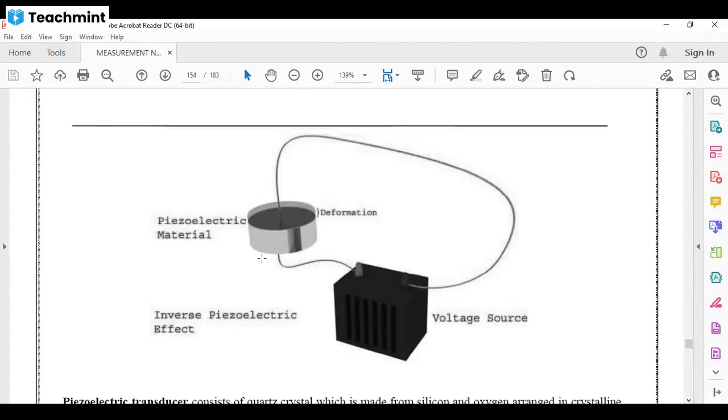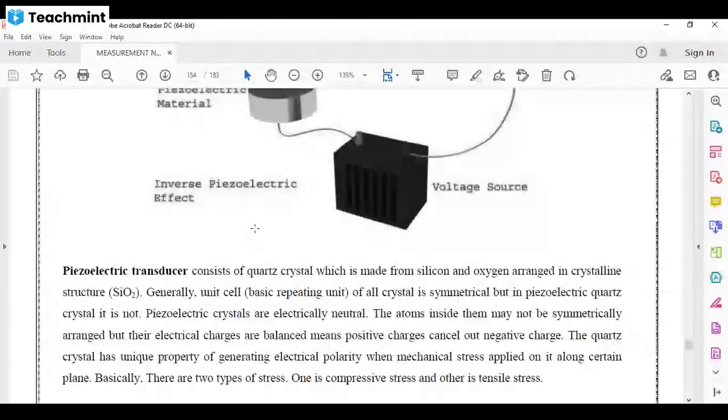So due to this deformation, the deformation due to this deformation, this is called inverse piezoelectric effect.